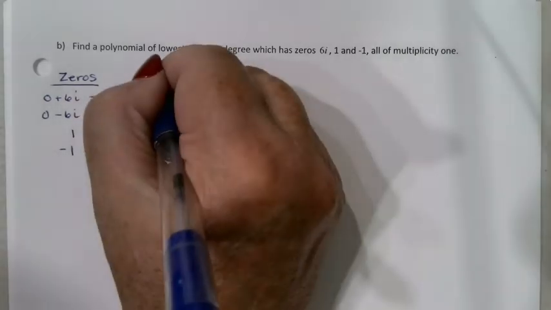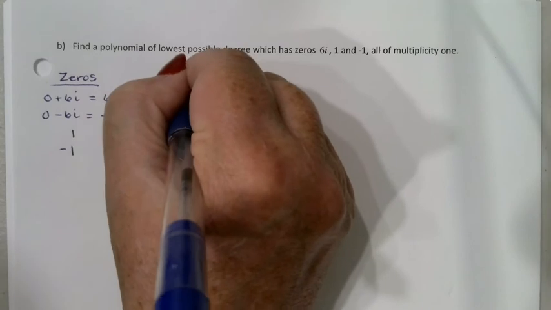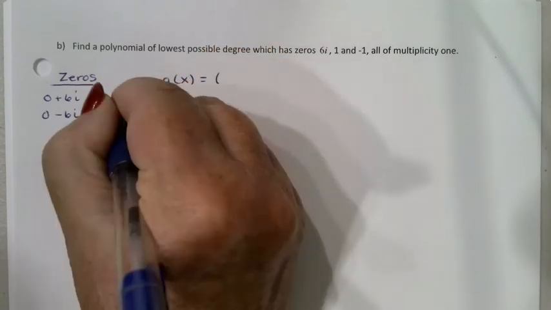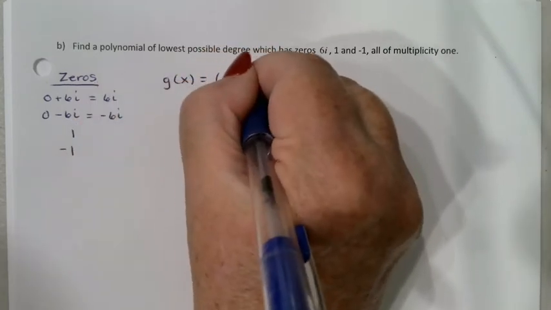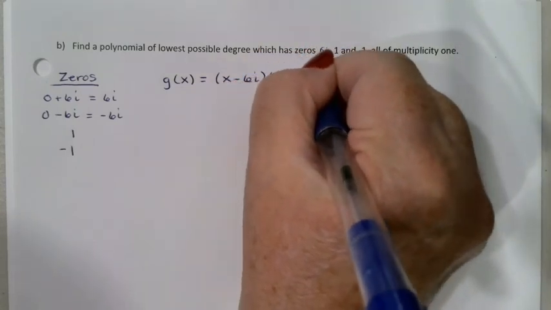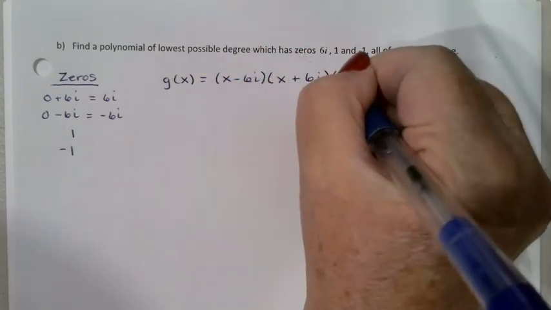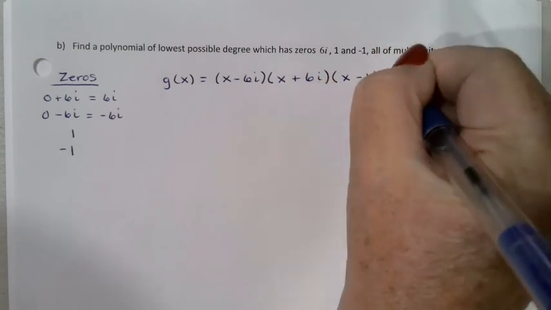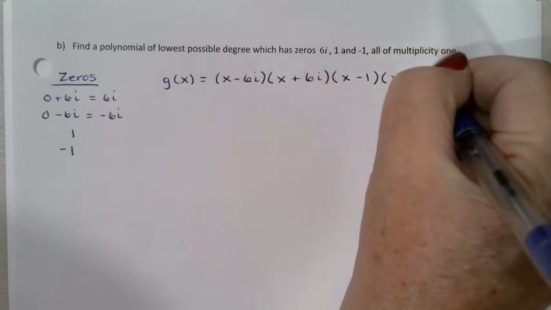So my polynomial, I'm going to call it g of x this time, has factors x minus 6i, x plus 6i, x minus 1, and x plus 1.